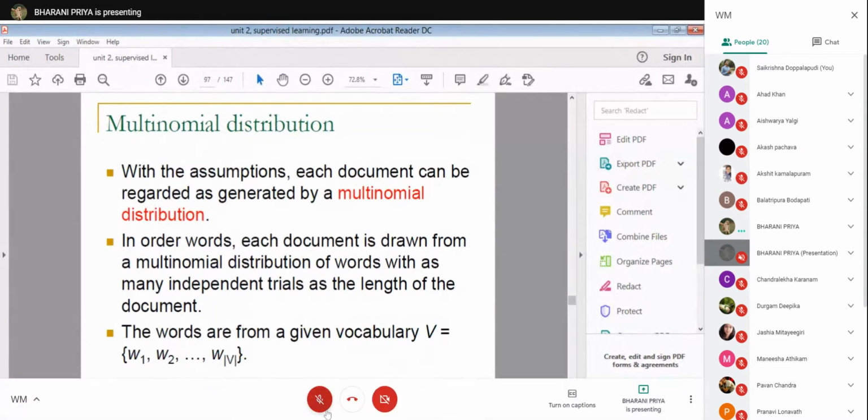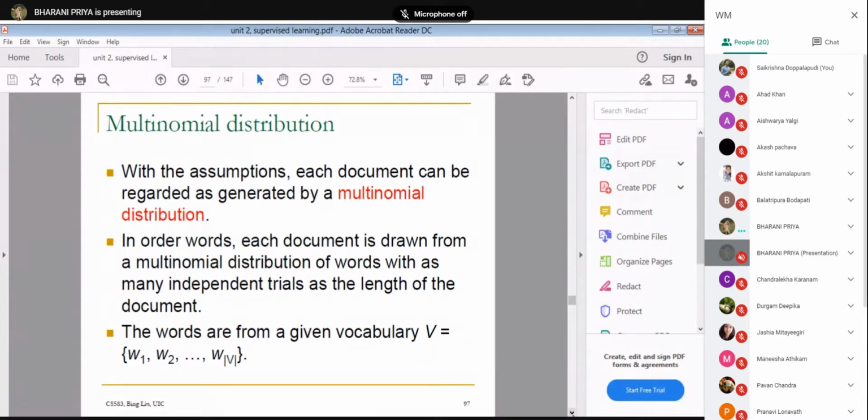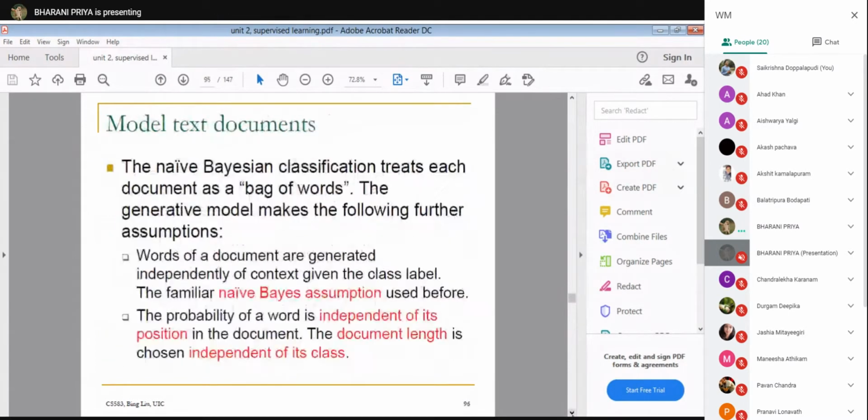Is the PDF visible? Multinomial. As we are taking the number of documents, this is also called a multinomial distribution, and the words are taken from the given vocabulary, that is the given set of data. And the words are the documents. This is the main point.